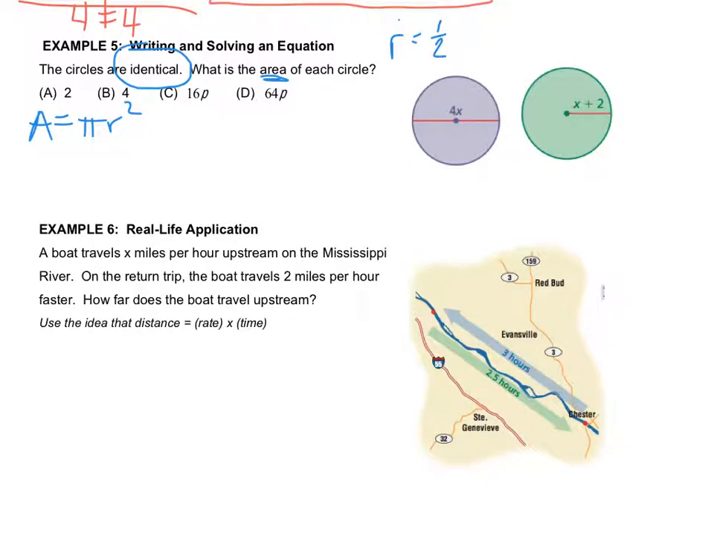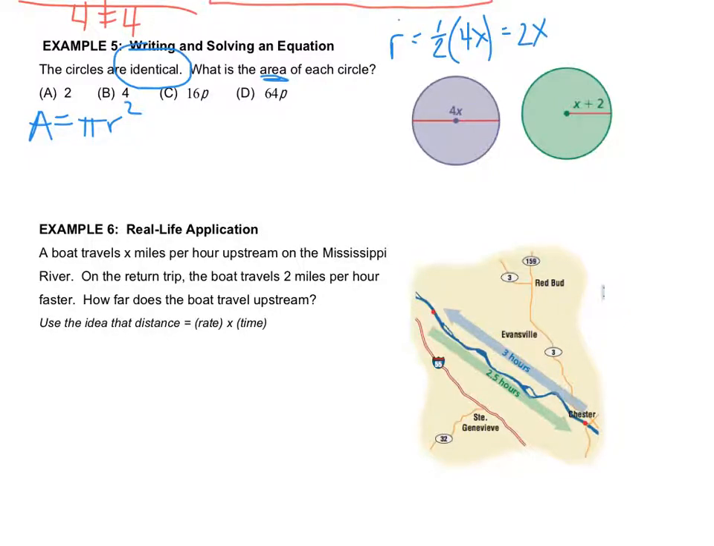So 1/2 of 4x is 2x. I just got to keep that in mind for the purple one. The radius of the green one is given, x plus 2, so I know what that radius is. So I'm going to create an equation.